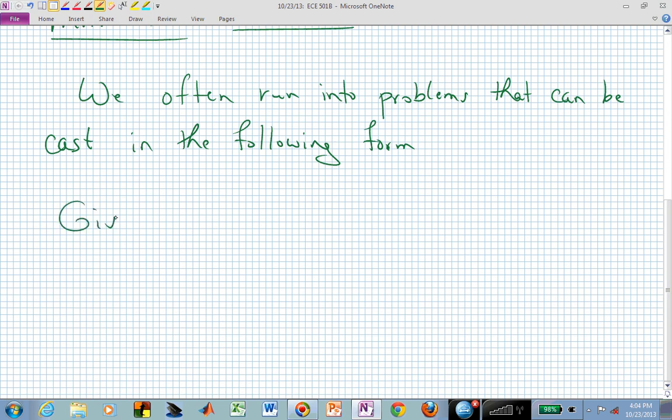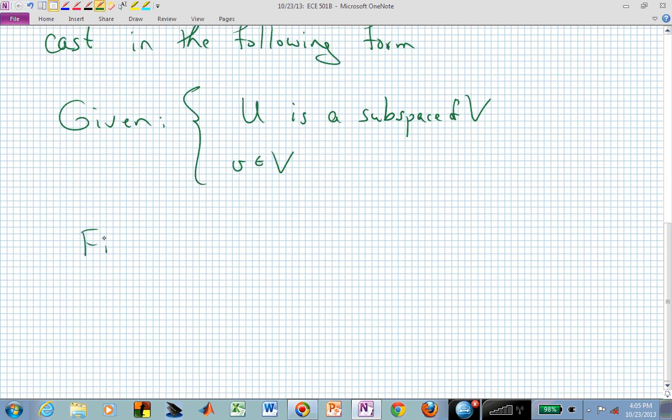For example, suppose that you are given a subspace in our underlying vector space V. Suppose you're given a U and it's a subspace of V. Then we might be given a vector in our overall vector space V. What we may be asked to do then, and this is the minimization problem, is we may want to find a vector in the subspace U, a little u that's an element of the subspace U, such that the norm between the original vector and the vector in U is as small as possible or is minimized.